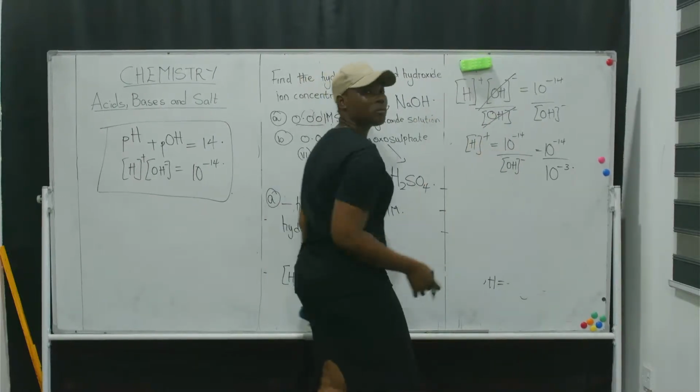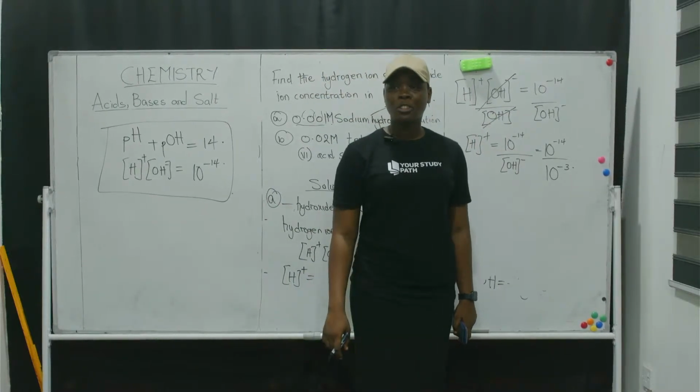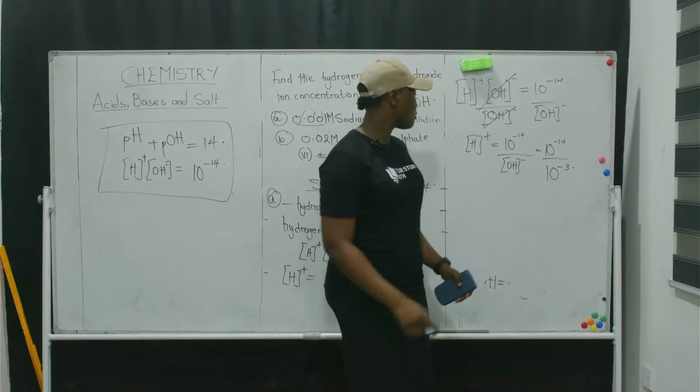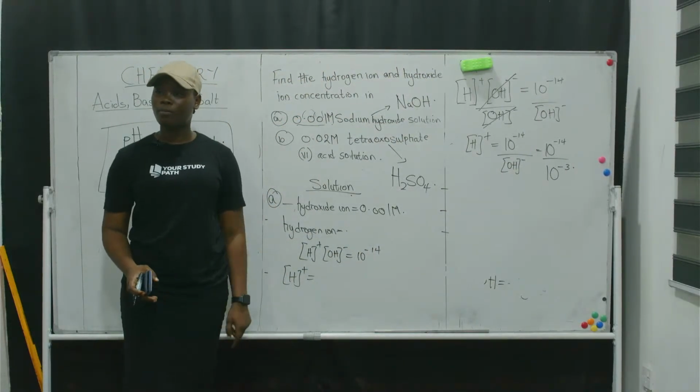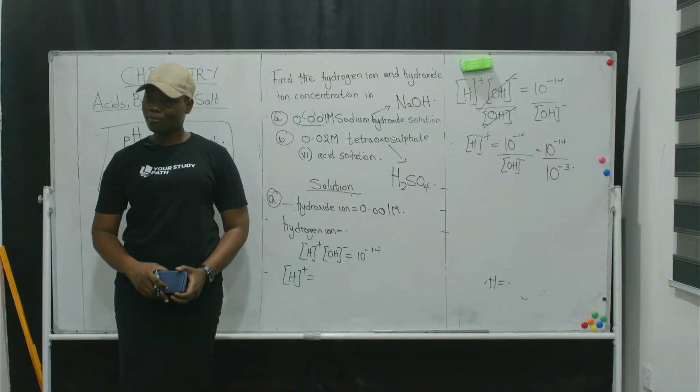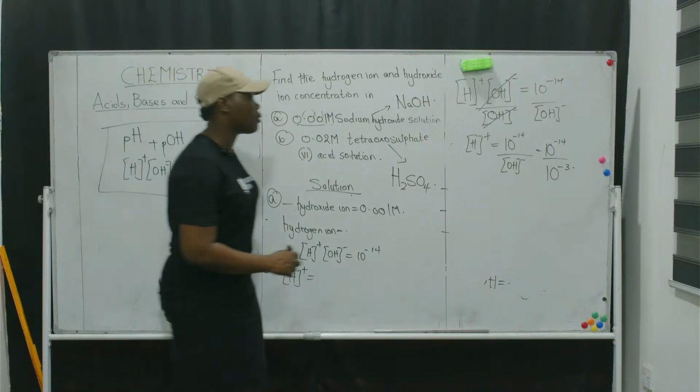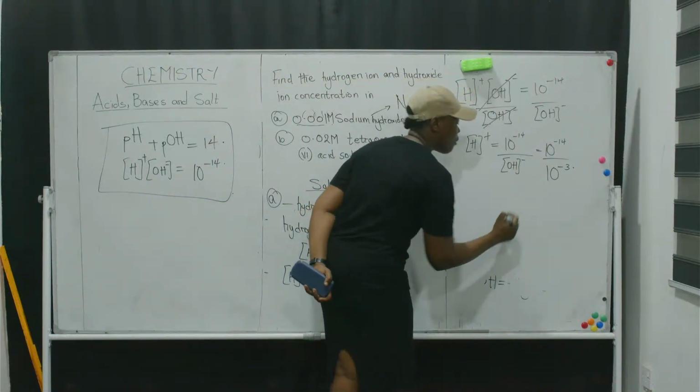I'm doing this in case we're given 0.001. Can I continue? Thank you. So we can work with this.